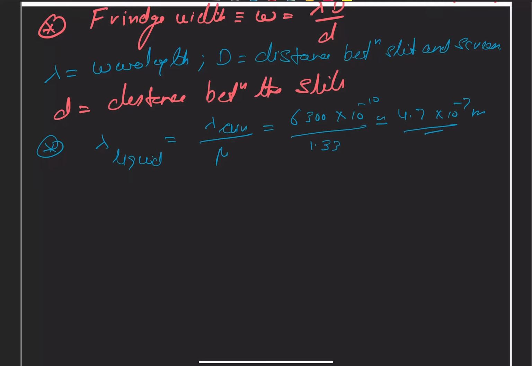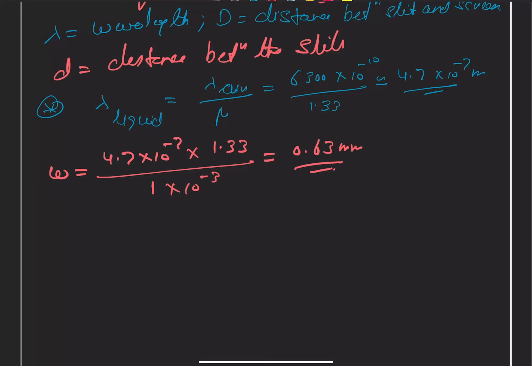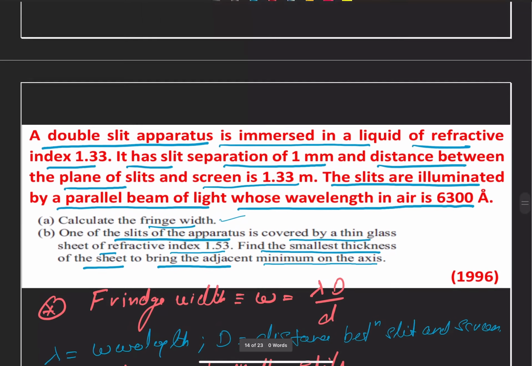So now we can use the fringe width formula. So we get W, that's the width, will be equal to 4.7 into 10 to the power minus 7, times 1.33, divided by 1 into 10 to the power minus 3. So this comes approximately as 0.63 millimeter. I think this was the only thing required.